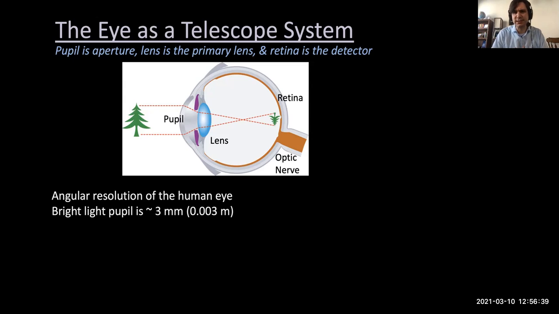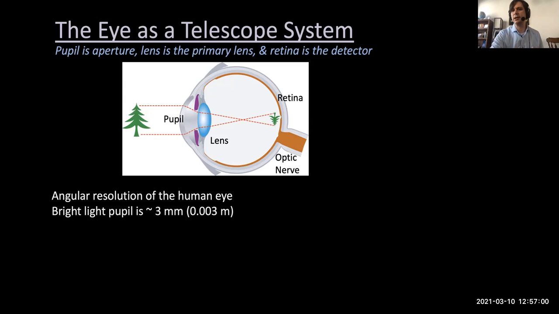But let's relate this to some of the things that we've talked about. Angular resolution is how well something can see, how much detail it can see. Can you see two individual points and discriminate them as individual points of light, or are they blurred together into some blob and you can't see any detail? So, what about the human eye? How well can the human eye see?